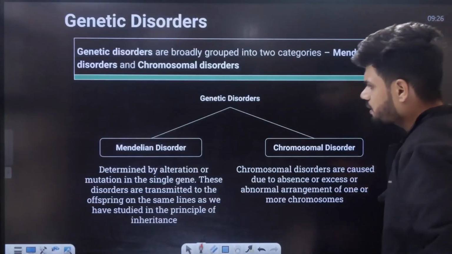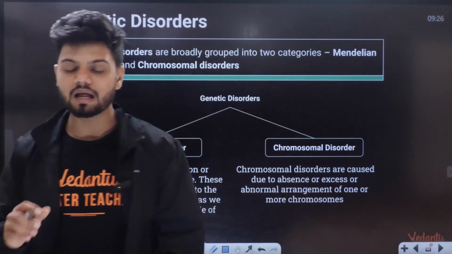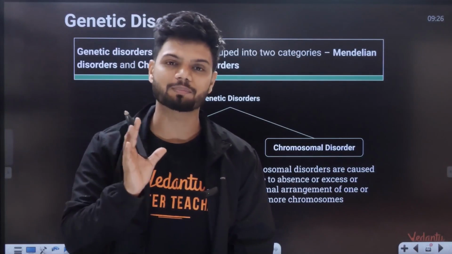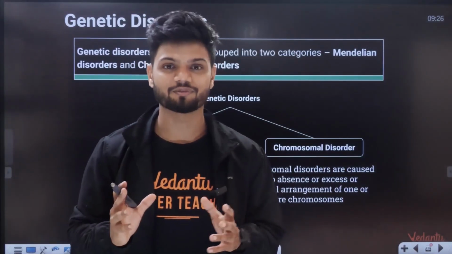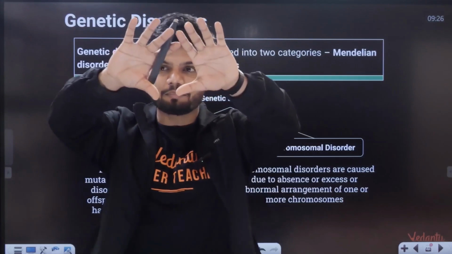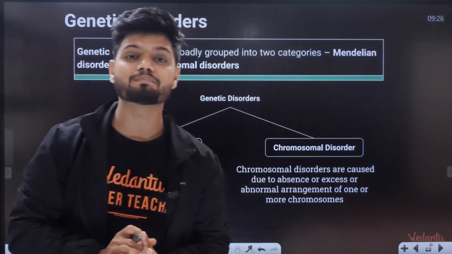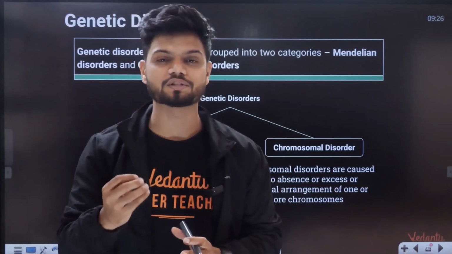Okay, now students, after pedigree we come to the last topic of your syllabus. The last topic of this chapter is basically the different types of diseases. For example, diseases can be broadly classified into two separate categories here. One is called Mendelian disorder and the other one is called your chromosomal disorder.